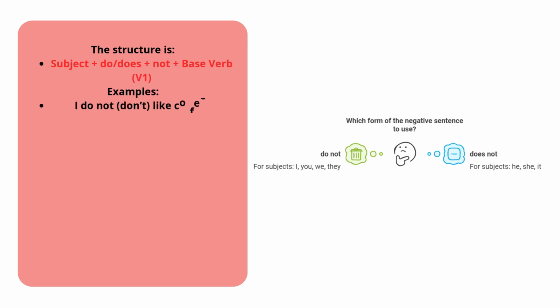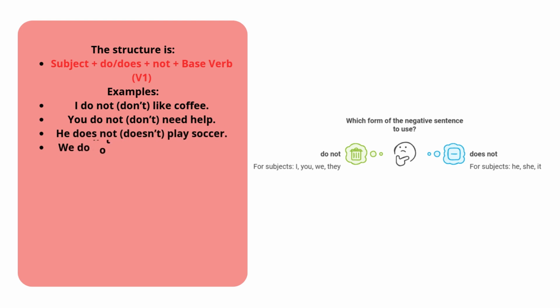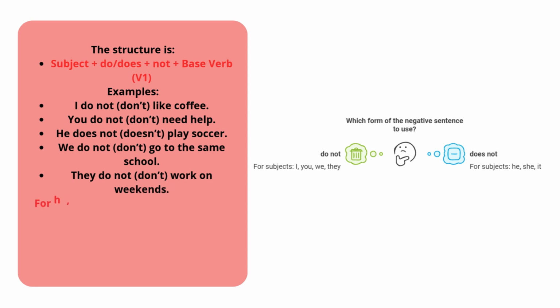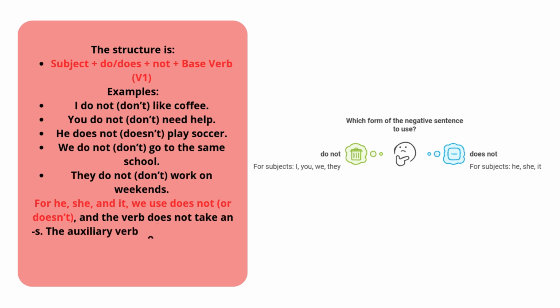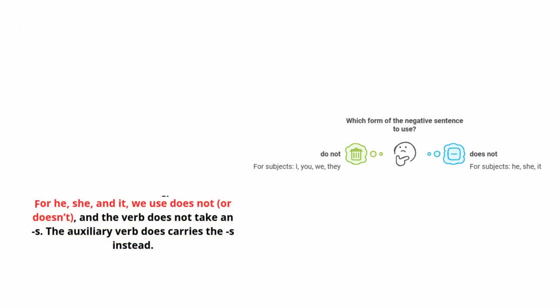Examples. I do not, don't, like coffee. You do not, don't, need help. He does not, doesn't, play soccer. We do not, don't, go to the same school. They do not, don't, work on weekends. For he, she, and it, we use does not, or doesn't, and the verb does not take an s. The auxiliary verb does carries the s instead.